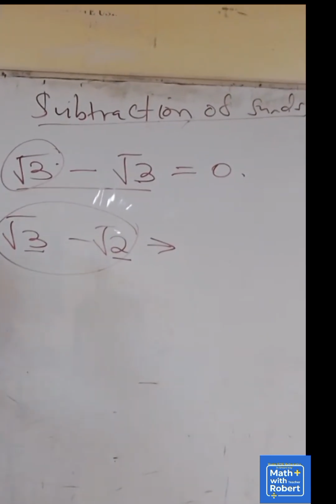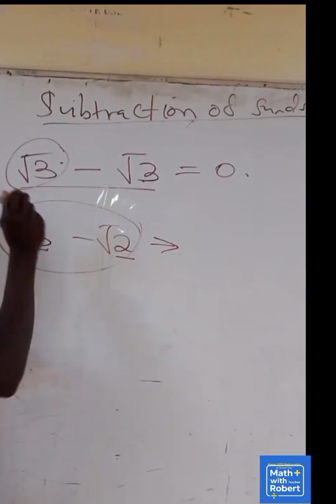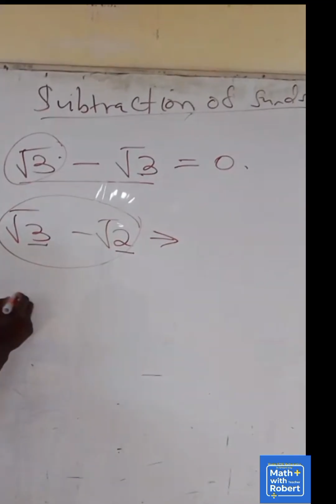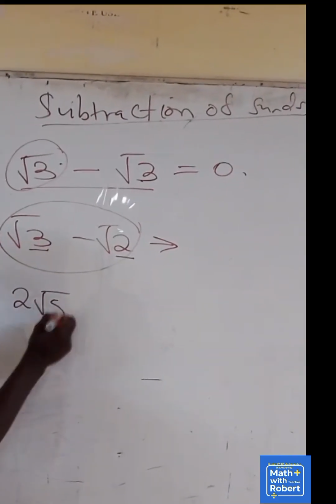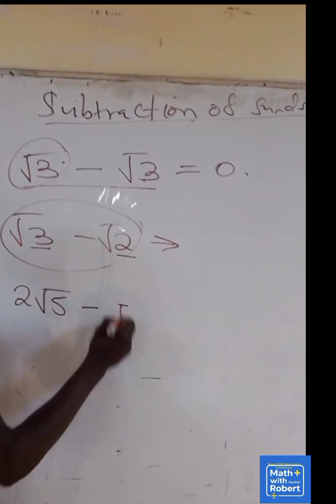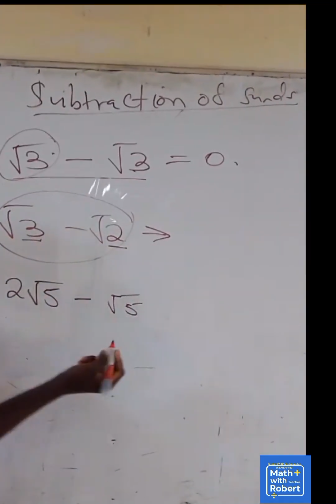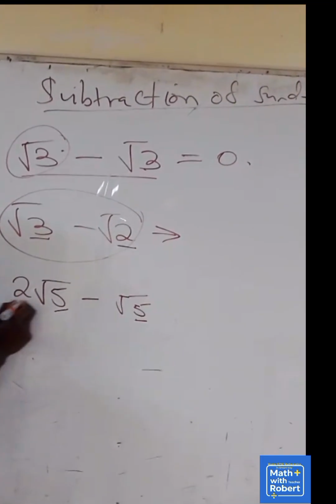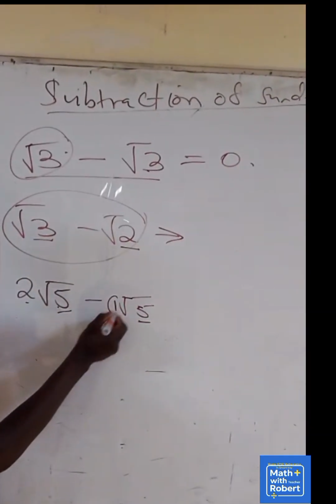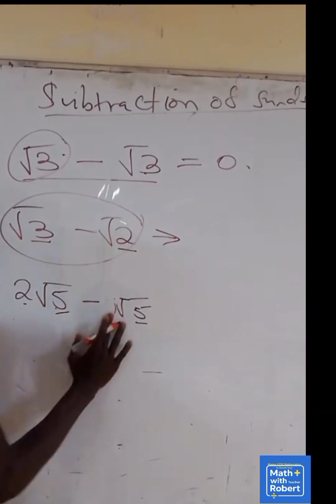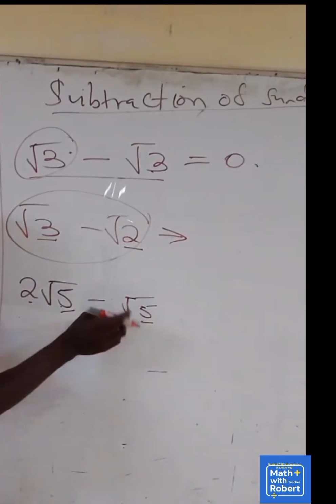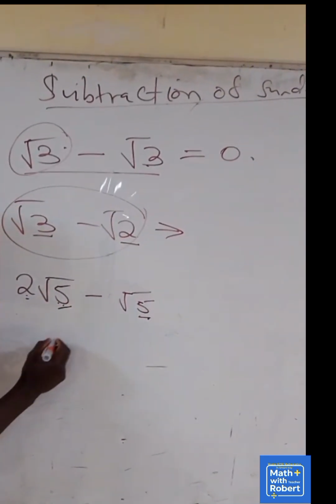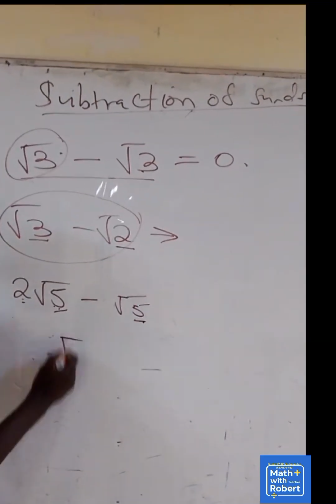So here we subtract the numbers if the values inside the Surds are the same. So if we have 2 Surd 5 minus Surd 5, then this one will work out because we have Surd 5, Surd 5. So it is 2 Surd 5, then there is 1 Surd 5, but 1 you can just leave it like that. There's no need of writing 1. So it is 2 Surd 5 minus Surd 5. The answer will be Surd 5.